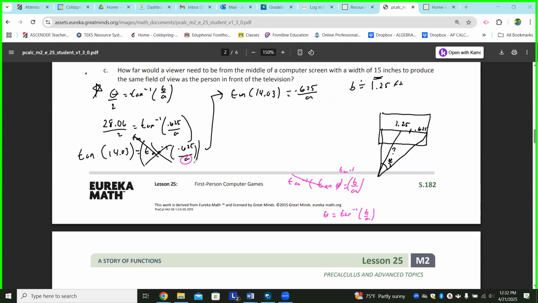No, that's a great point. So let's do that. When you type in tan of 14.03, what did we end up getting? 0.25. All right, so let's take that. That's 0.25, right? Not 0.05, 0.25.